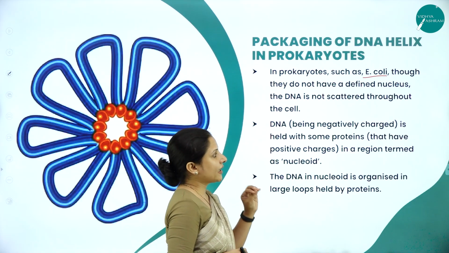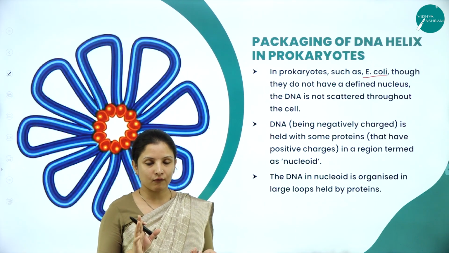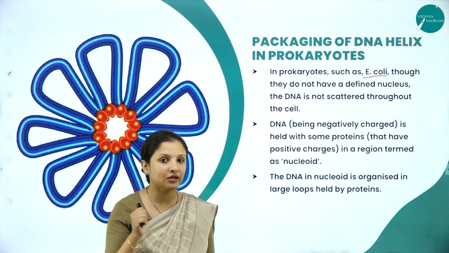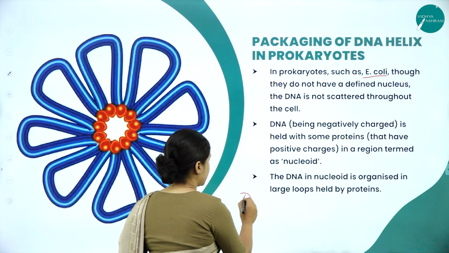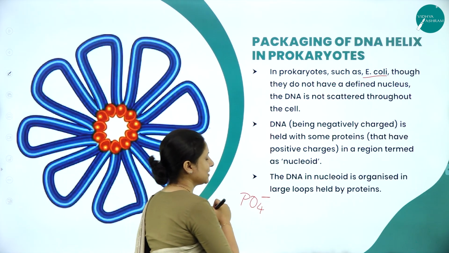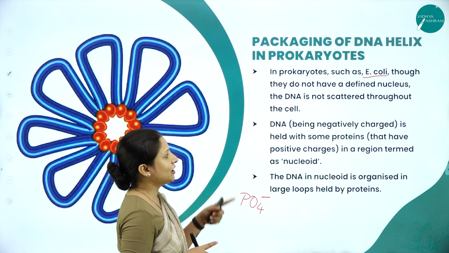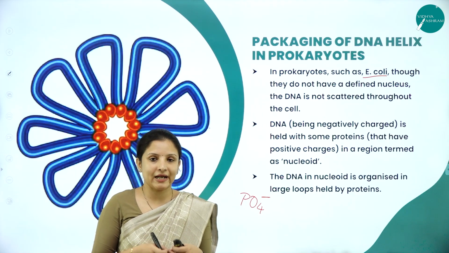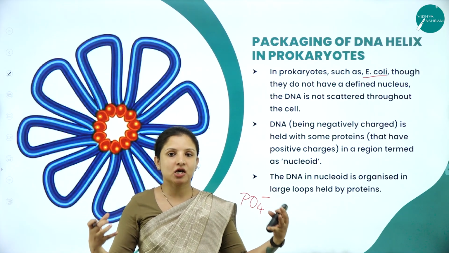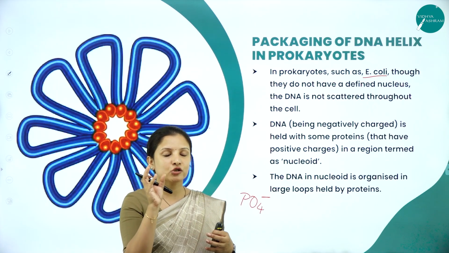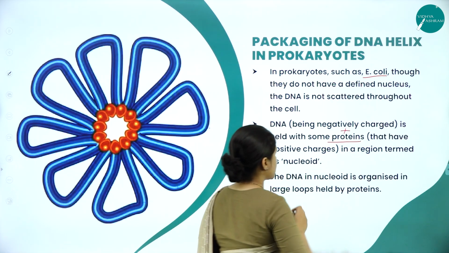So DNA being negatively charged, it is negatively charged because the backbone of the DNA is made up of what? Phosphate. You have studied that in the previous session, right? If not, you can go and have a look at it. So phosphate, right? What is it made up of? It is made up of phosphate, which is PO4 minus. It is negatively charged. So DNA being negatively charged is held with some proteins. Now, if they have to be held with some proteins, like charges, we know that like charges repel, unlike charges attract. So therefore, the protein should be what? It should be positively charged. So therefore, the protein is positively charged.